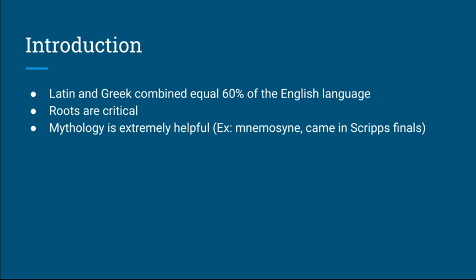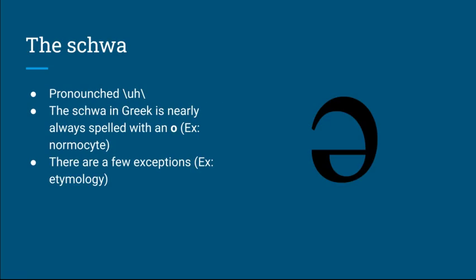Also, studying mythology is very helpful in spelling bees. For example, the word Mnemosyne, which came in the Scripps finals this past year, is an example of a word that's found in Greek mythology. And also, books like Percy Jackson are an enjoyable way to learn this Greek mythology.